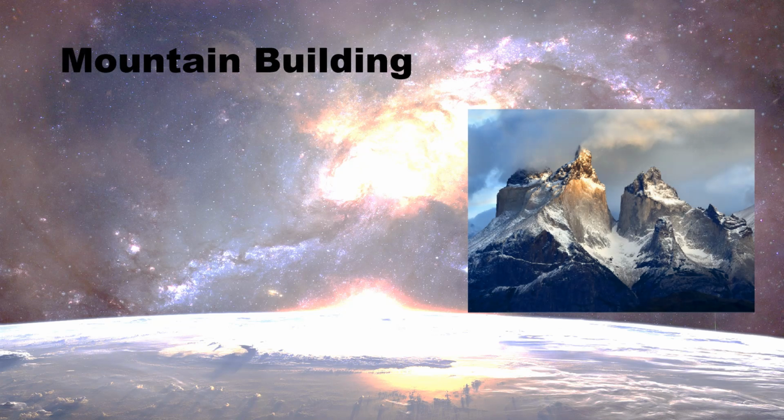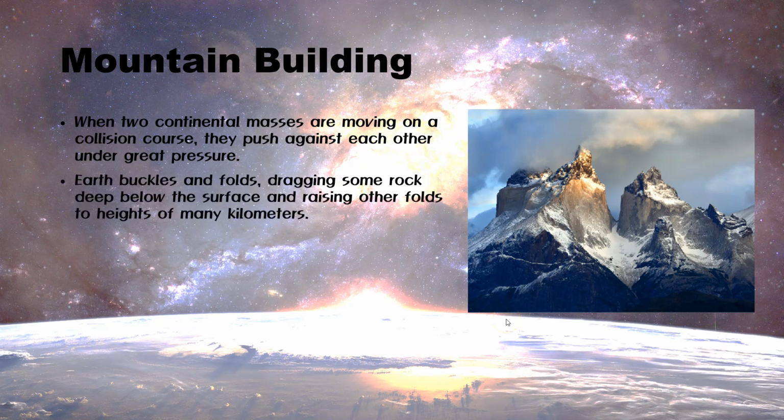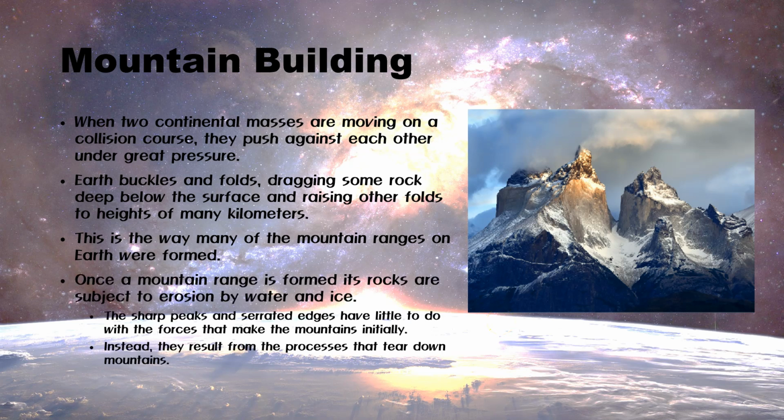Now, of course, we can't talk about plate tectonics without talking about mountain building. When you have two continental masses that are moving on a collision course, they're pushing against each other under great pressure. We already talked about, of course, faults and subduction zones. Now, the Earth itself, when these things happen, is either going to buckle, it's going to fold, it's going to drag some rock deep below the surface, and it's going to raise other folds to heights of many kilometers. This is actually the way many of the mountain ranges on Earth were formed, because they're actually collisions of different plates. Now, once a mountain range is formed, its rocks are subject to erosion by either water or ice.